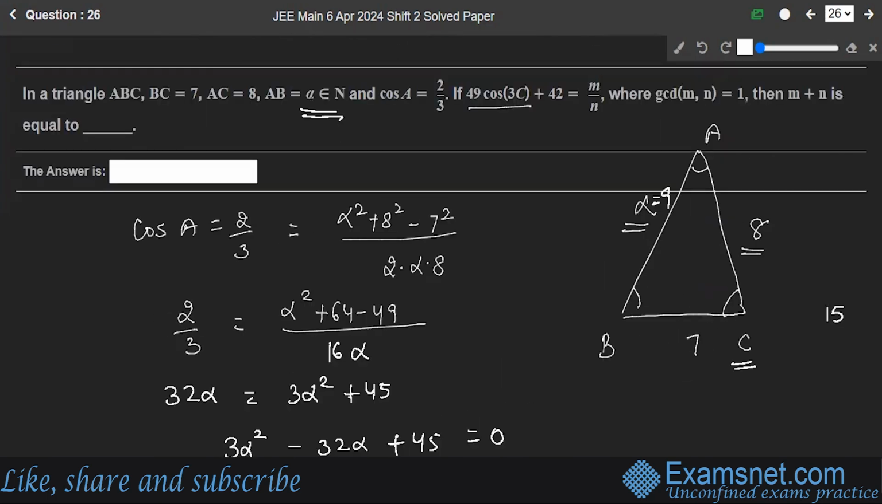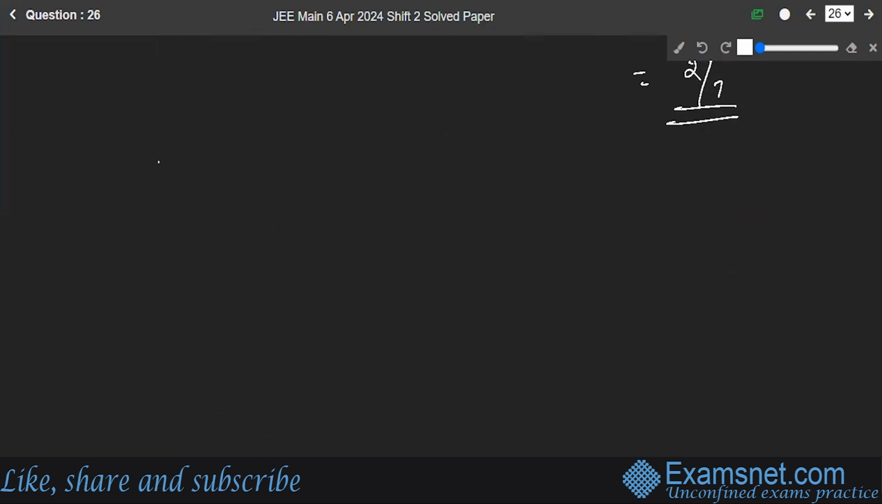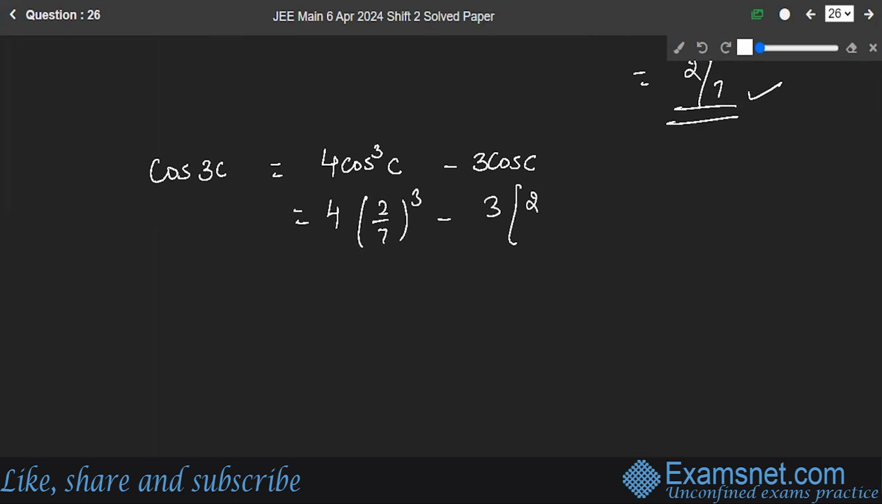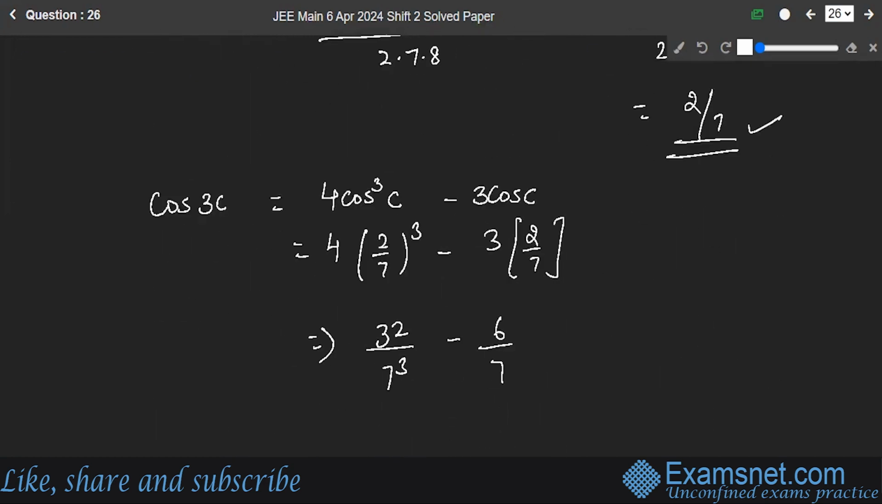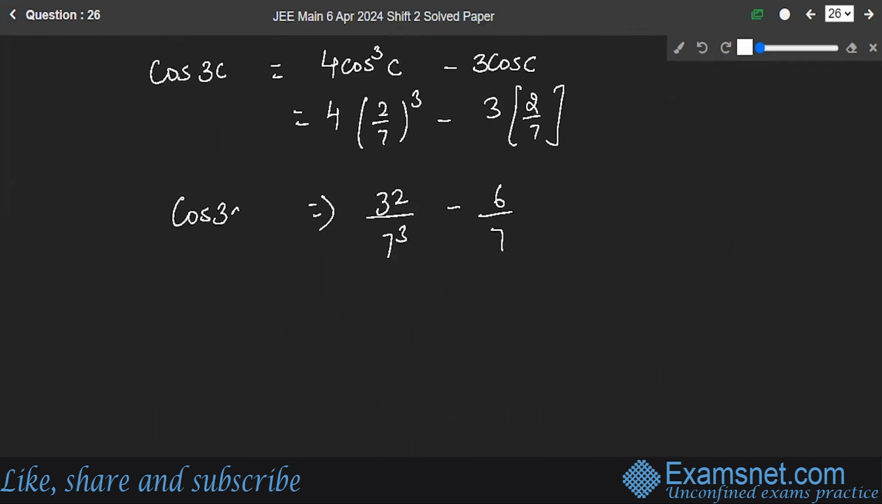Now, let's get back to the question. In the question, you had cos 3C. Cos 3C is equal to 4 cos cubed C minus 3 cos C. And what is the cos C? This is 2 by 7. So this is 4 into 2 by 7 cube minus 3 into 2 by 7. That gives you 32 by 7 cube minus this. And in the question, what is it? This is 49 into this, plus 42. So let's do this thing. This was your cos 3C.